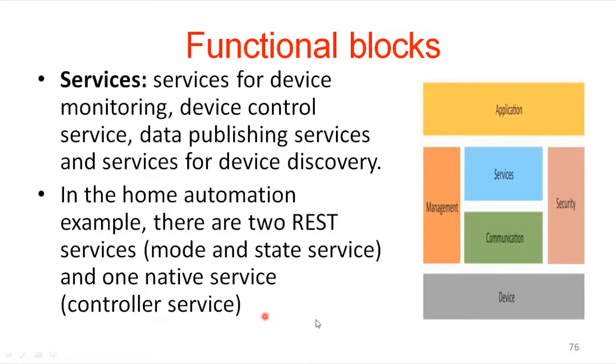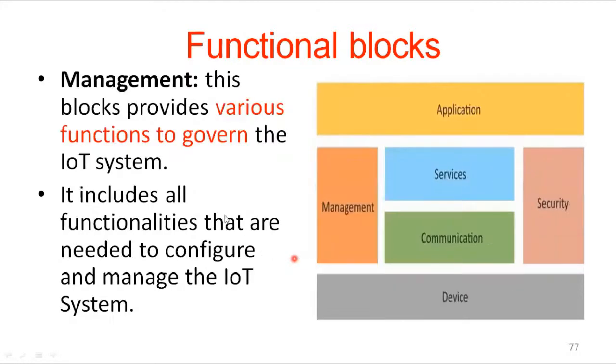And then services. Coming to the very important one, these are services for device monitoring and device control, and then services for data publishing, and services for device discovery. These are all different services available. In the home automation system example, there are two REST services, the mode and state services, and one native service, the controller service. That means you discussed those services. Management. That means how can you represent this particular management?